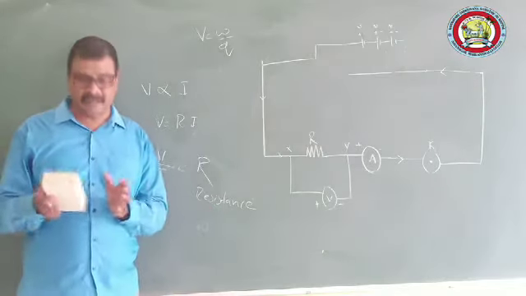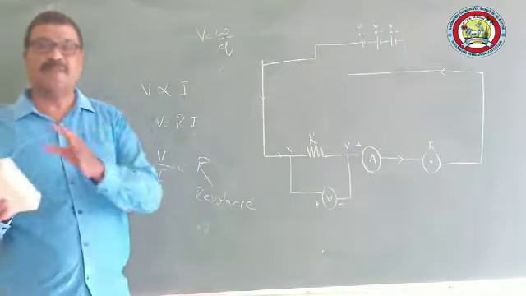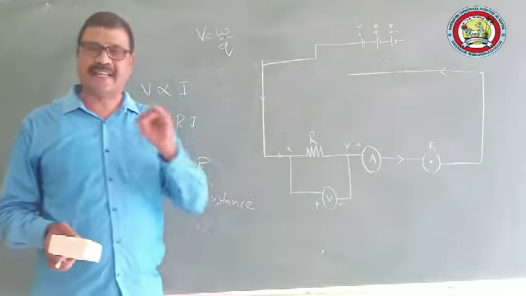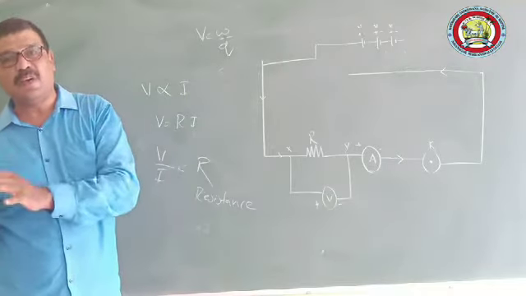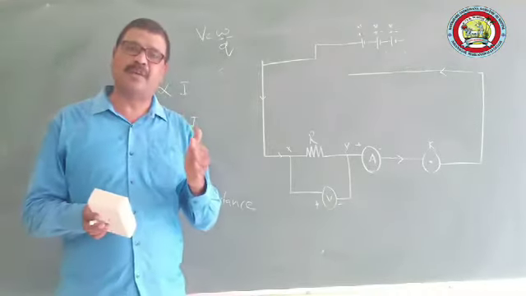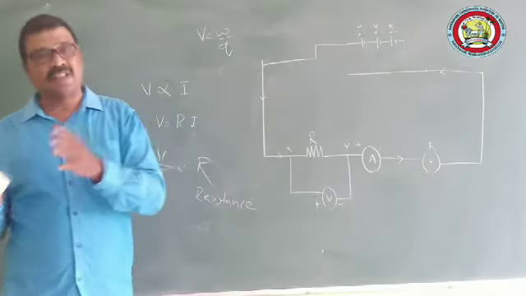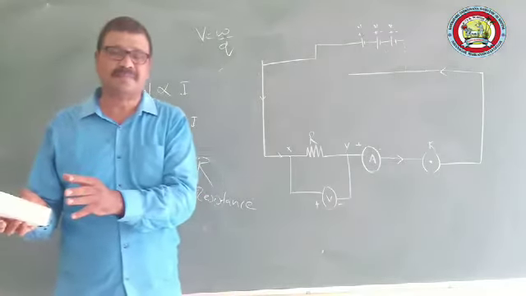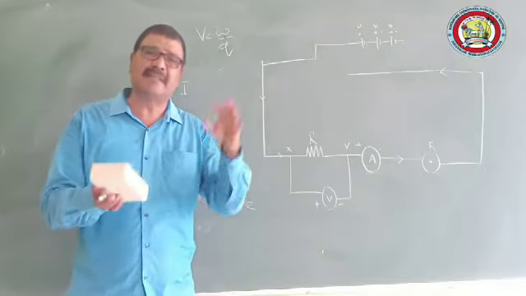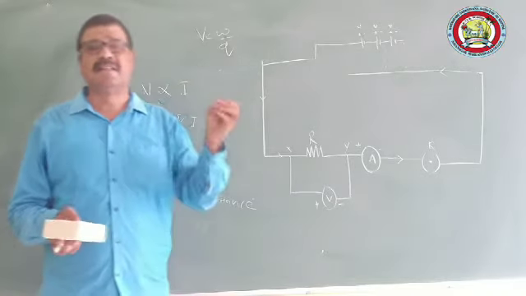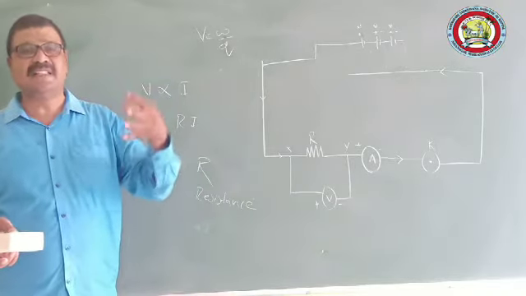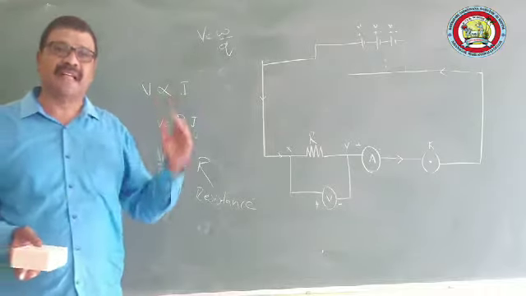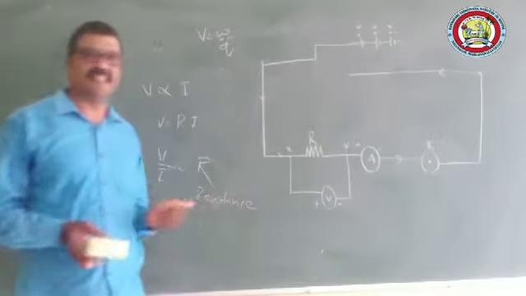Let me sum up once again. The first is the collisions between the electrons. The second is the collisions between the electrons and the positive ions. I already told you what positive ions are. The third is the collisions between the electrons and the impurities, if they are present in the conductor. Those collisions result in the hindrance to the flow of electrons. That hindrance we call resistance.